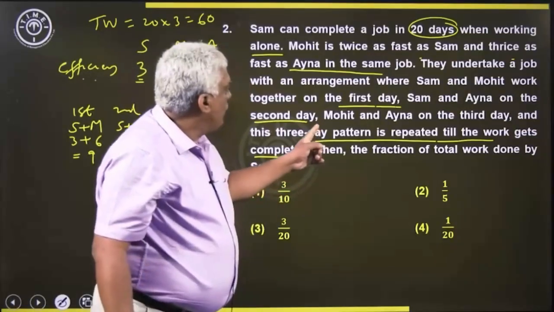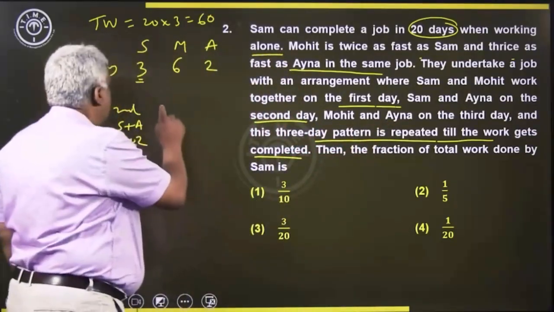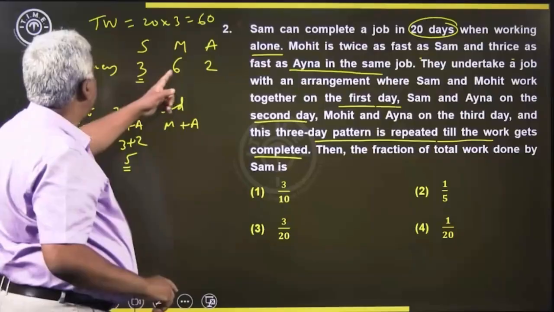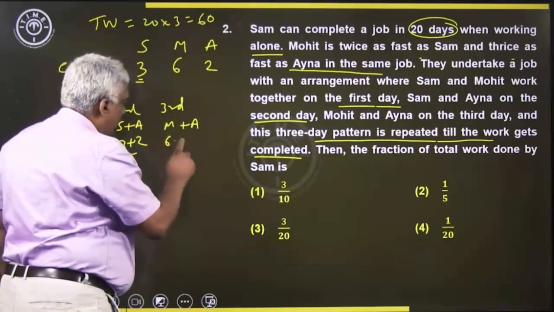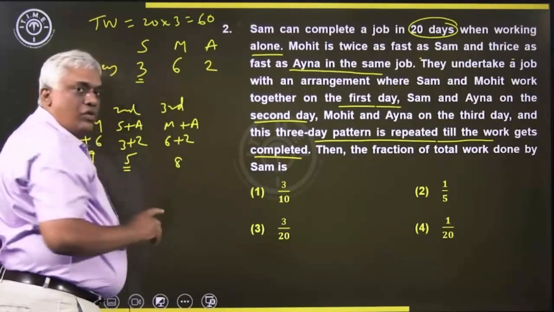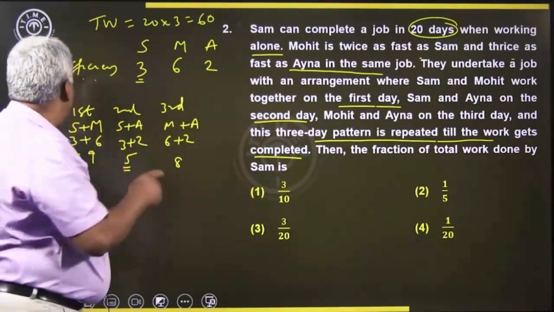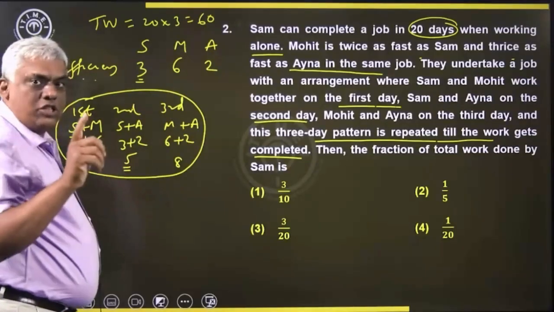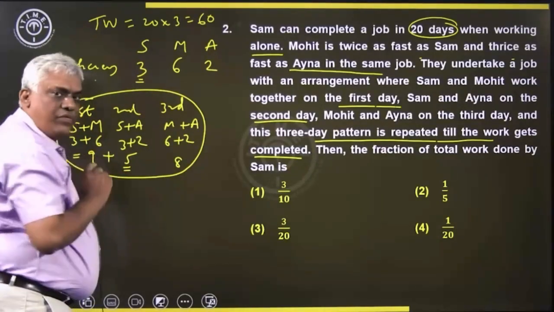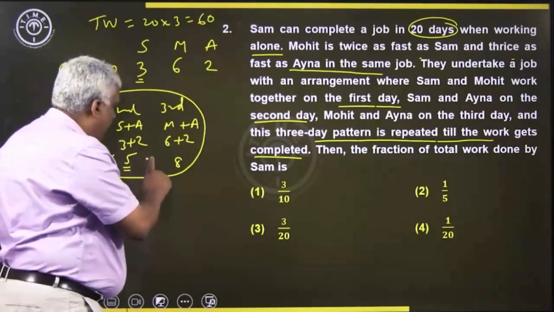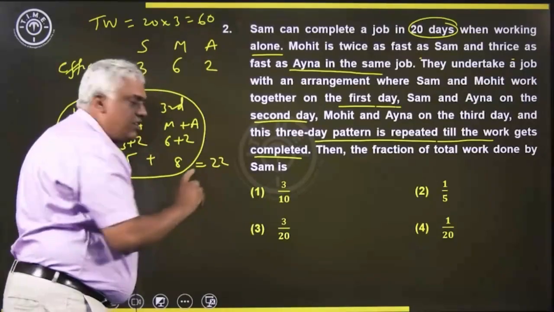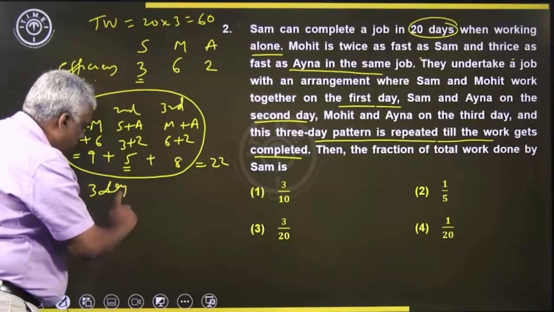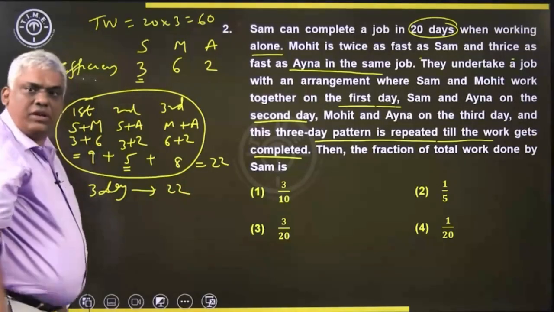And Mohit and Aina, so M plus A. Third day M plus A, they are working. M is 6, A is 2. So 6 plus 2, that is 8 units of work done. So the same arrangement is continuing. That means for every 3 days, how much work is done? 9 plus 5, 14 plus 8, 22 units of work is done in 3 days.